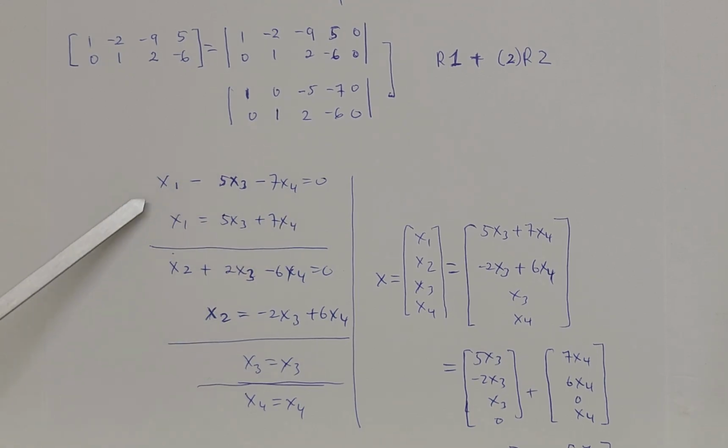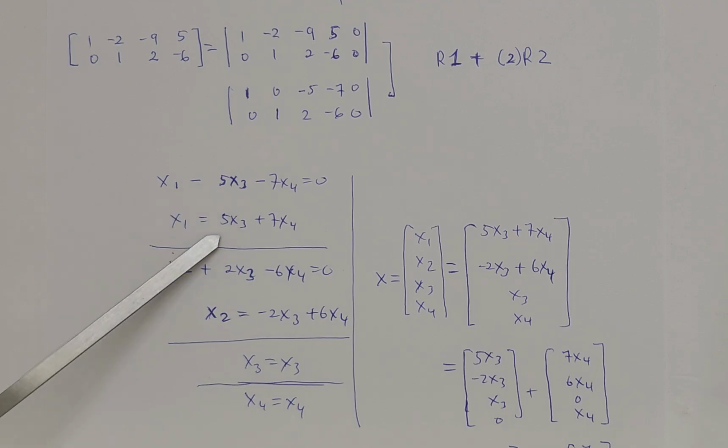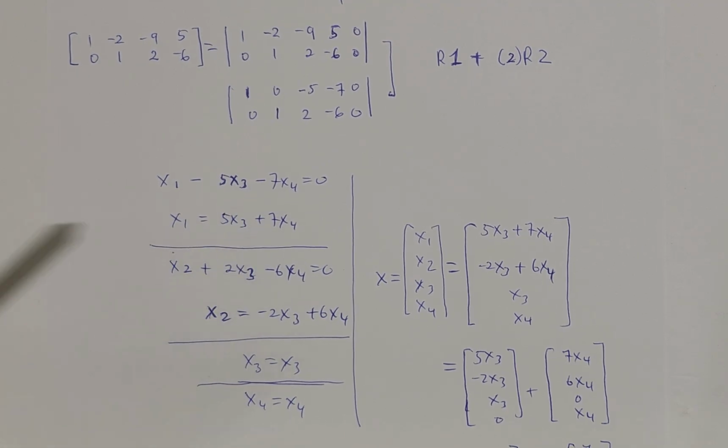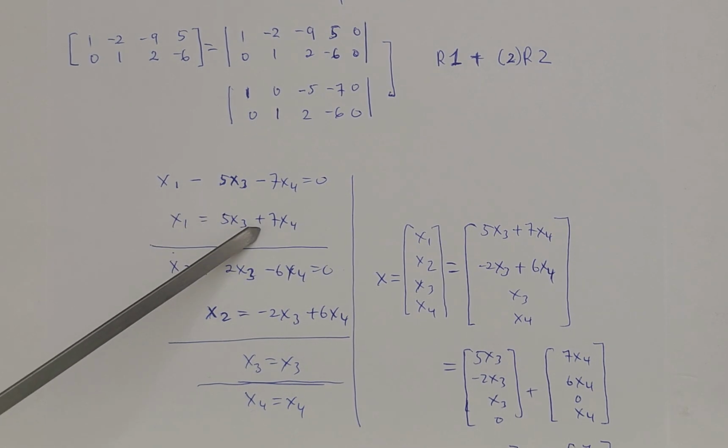Now solve for the first variable. Bring the 5 and the 7 over. So -5 becomes +5, and -7 becomes +7.